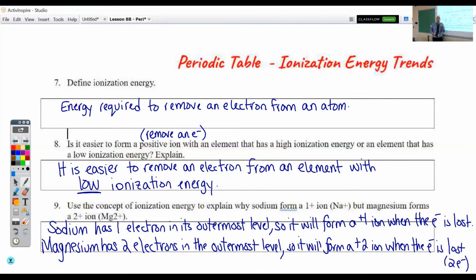So sodium, 1 electron in its outermost level. When it loses that electron, it forms a positive ion because now you have more protons than you have electrons. When magnesium forms an ion, it's going to lose 2 electrons because it has 2 in the outermost level. So it forms a +2 ion.